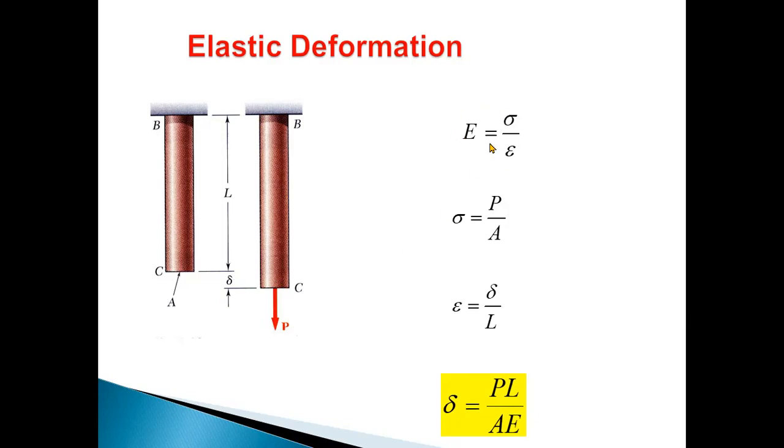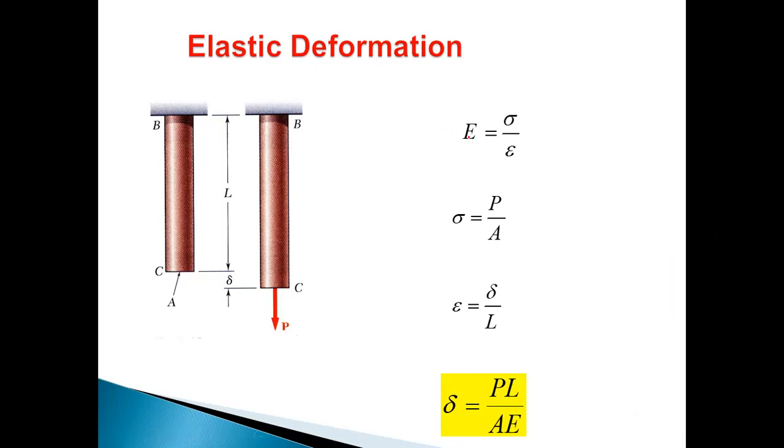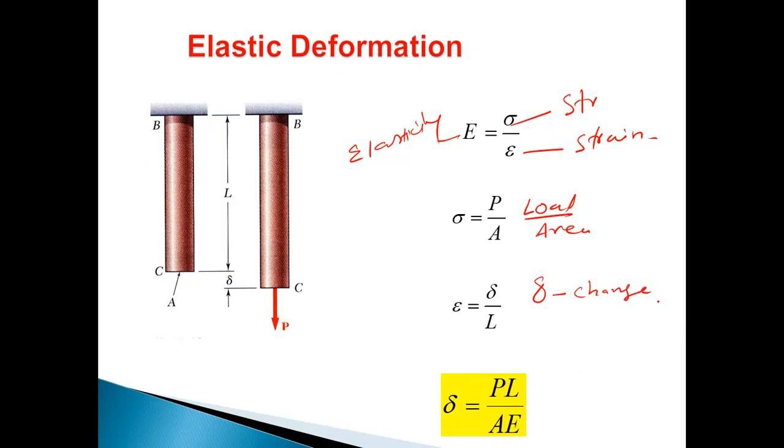Now, here we have modulus of elasticity, which is E. This is elasticity, this is stress and this is strain. We know what stress is: stress is load per unit area, and strain is change in length, or elastic deformation, divided by original length.